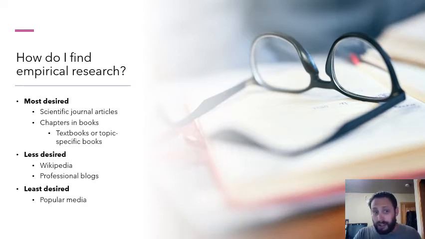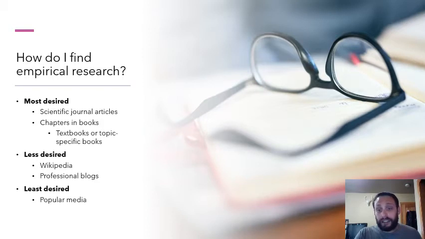Chapters in books, like a textbook, for example your Morling book that you have, oftentimes cite very famous studies. The more recent the textbook, probably the better. Or topic-specific books. There's a lot of books that focus on statistics and psychology, or anxiety and psychology, personality psychology books. Those are probably pretty good primary sources to find a lot of information on empirical research.